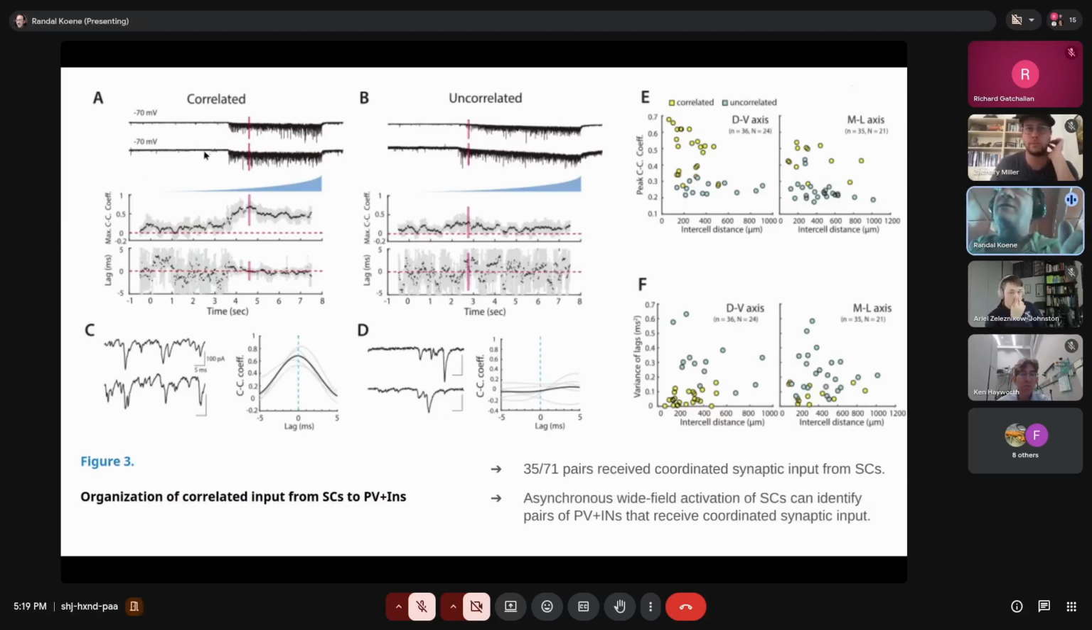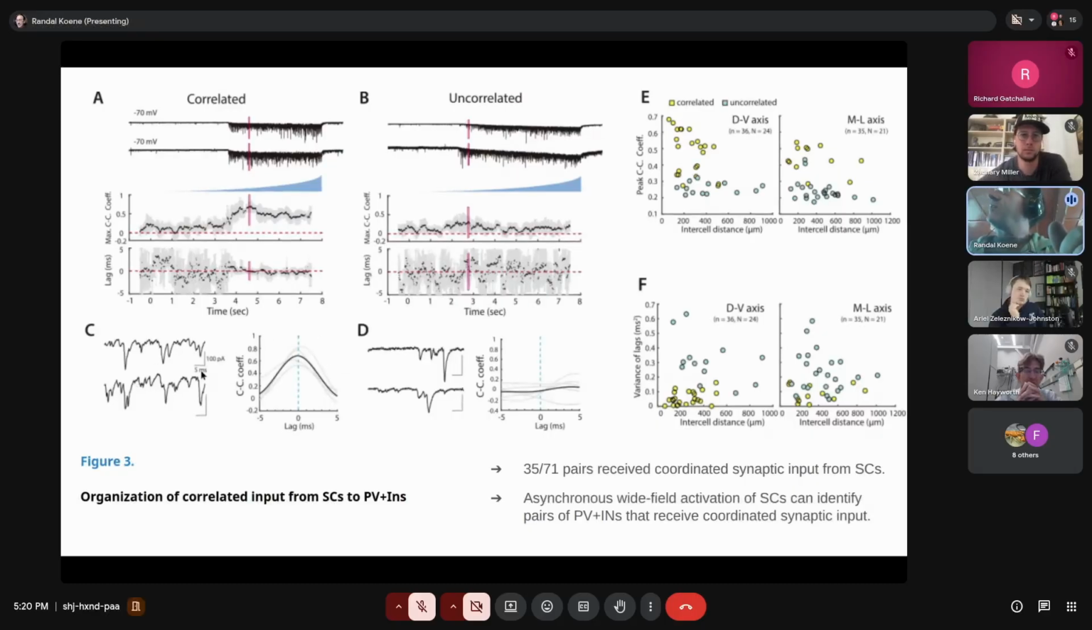And in A here on the upper side, we can see simultaneously recorded excitatory postsynaptic currents from pairs of PV interneurons. This is actually in A and in B. And here we have a correlated pair, an uncorrelated pair. And as we look at the lower panel here, we're seeing measures of the maximal correlation coefficient and the lag variance between these two responses to the asynchronous activation of those stellate cells. And in A, the input is from a shared population, whereas in B, this is from 2 different populations of stellate cells. So you can see there's a stronger correlation here and less lag, and that's kind of what you would expect.